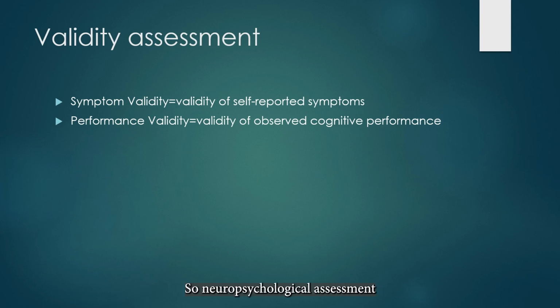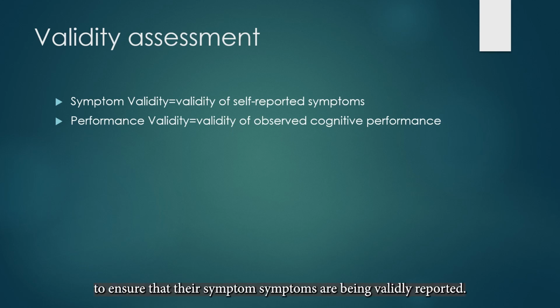So neuropsychological assessment generally includes two different methods of validity assessment. The first is assessment of symptom validity, or the validity of self-reported symptoms. So for instance, when a patient is completing a questionnaire that's asking about their symptoms and severity of symptoms, the neuropsychologist would want to make sure that there are some metrics of symptom validity or symptom validity tests that are being administered to ensure that their symptoms are being validly reported.